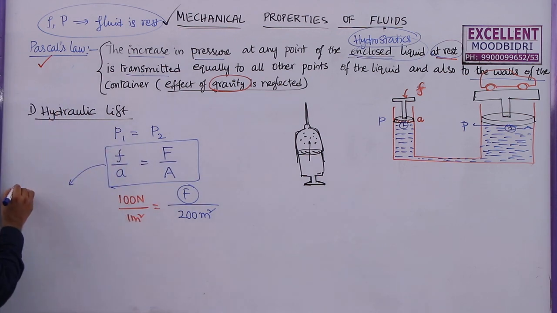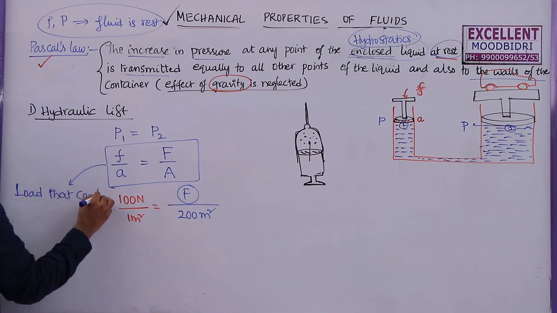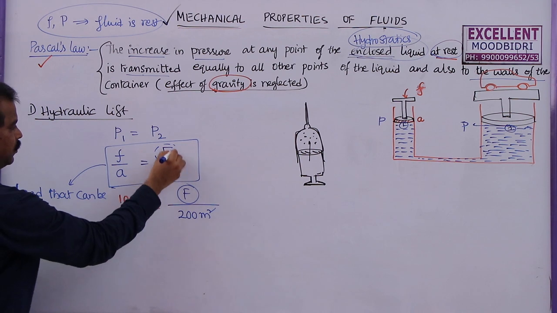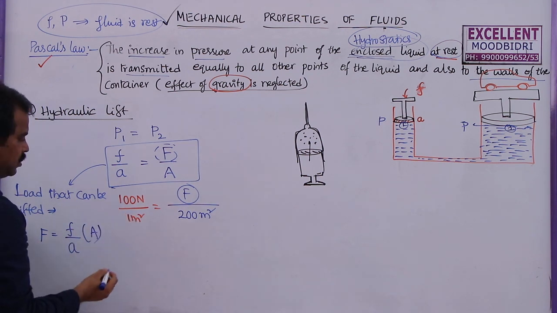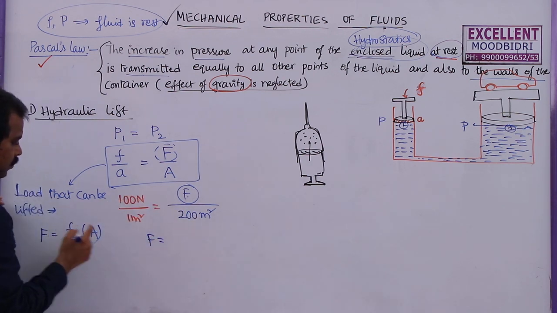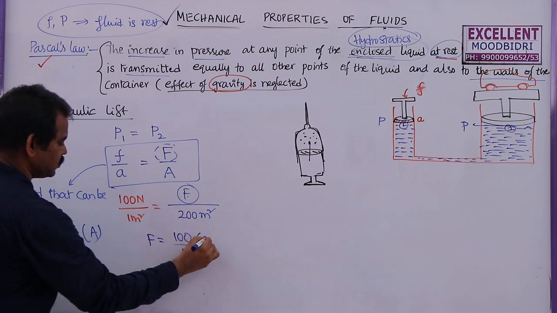From this, the force or weight or load that can be lifted by this hydraulic lift is given by this, the force to be lifted, F. So this force is given by the force applied times the area of cross section. The same thing here, this will be this into this. So what is the force that can be applied? Force applied 100 newtons, times cross section area 1, into the cross section area of this one.